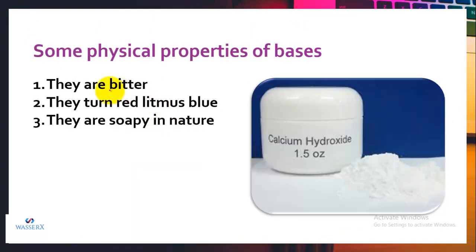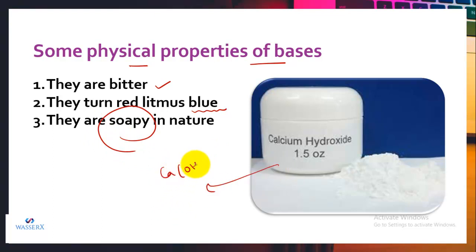Now let's see the physical properties of bases. They are bitter in taste, and if we treat them with red litmus, they turn the color of red litmus to blue. And they are somewhat soapy to touch. As you can see in the figure, we have calcium hydroxide. It is a base, so it possesses these features: it is bitter, it turns red litmus blue, and it is somewhat soapy in nature.